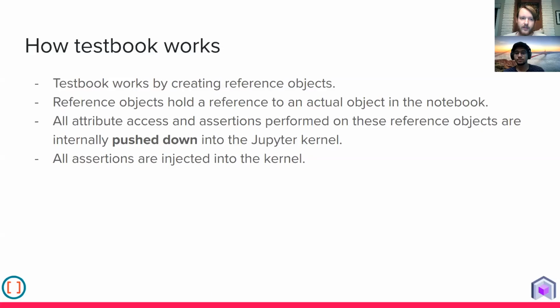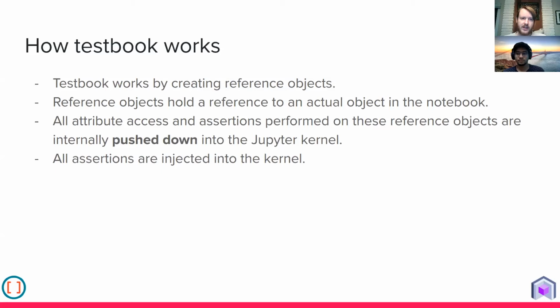So how does this work? Testbook works by creating reference objects, which you saw earlier in the code samples. These reference objects just hold what the object is in the notebook, so you can do calls against it and inject code. All the attribute accesses and function calls get pushed down into the Jupyter kernel. Even the assertions get pushed down into the Jupyter kernel.